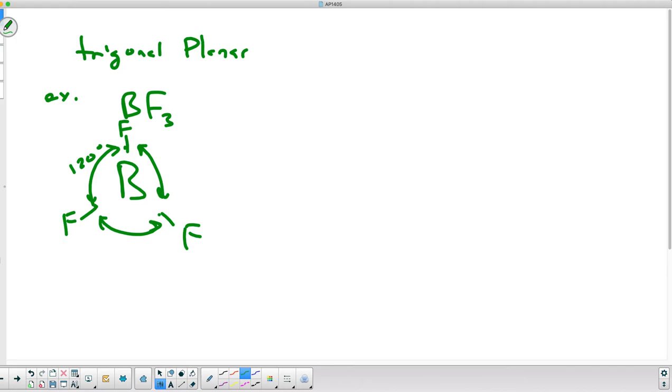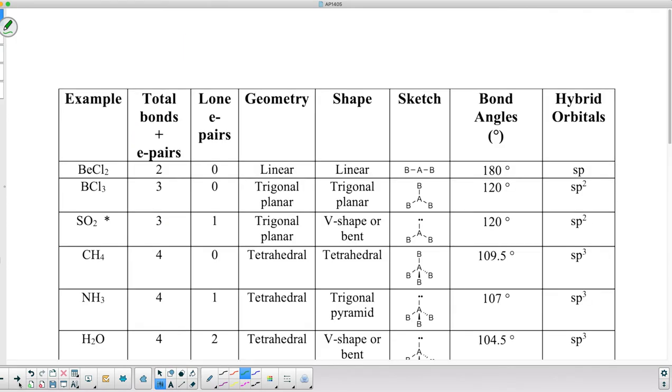So here's what it looks like when we talk about trigonal planar. Trigonal planar looks like, here's one with boron and chloride. This is the same thing. It's got 3 bonds and 0 lone pairs of electrons, and it looks like this right here. The bond angle is 120 for each one of them. Don't worry about the hybrid. We don't have to worry about that.